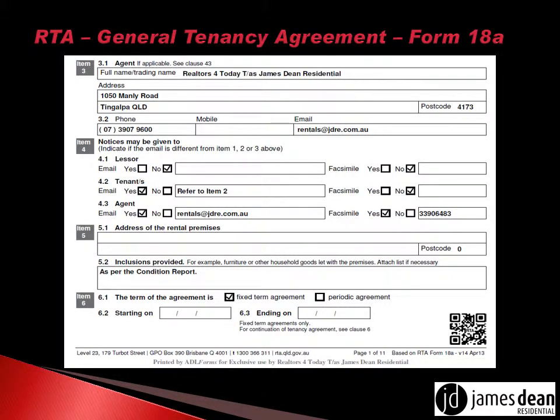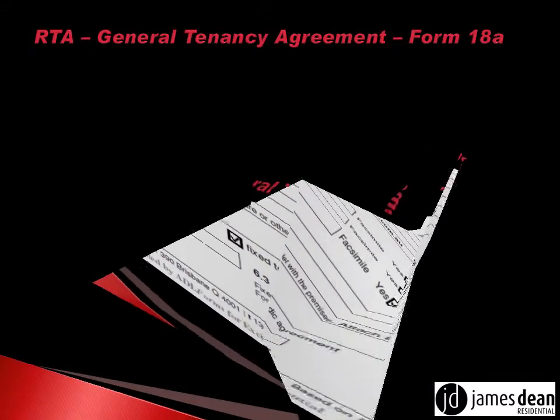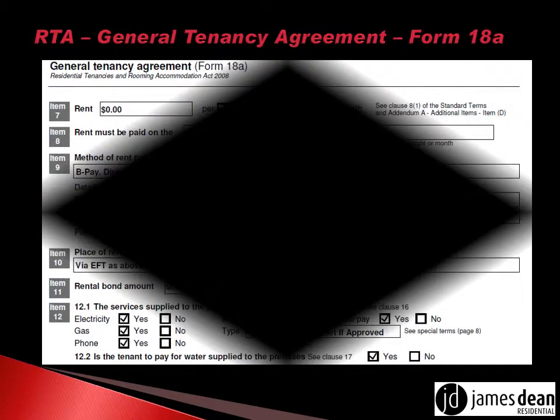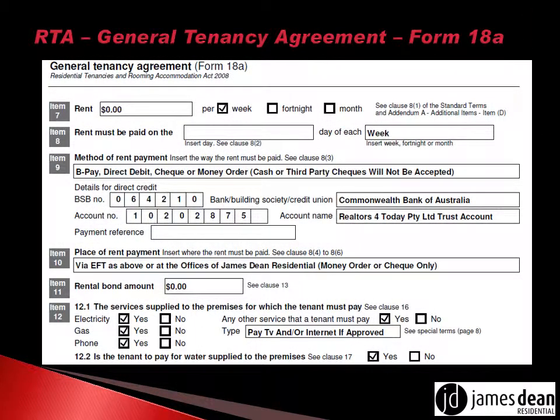Items 5.1 and 5.2 state the address of the rental premises and the inclusions provided as a part of this agreement. We will discuss inclusions and the condition report in further detail shortly. Items 6.1, 6.2 and 6.3 state the term of the agreement, the starting date and the ending date of the agreement. Item 7 states the rent amount for the property each week. Item 8 states when the rent must be paid. Items 9 and 10 state the methods of payments available to the tenant and where payments can be made. Item 11 states the bond amount under the agreement.